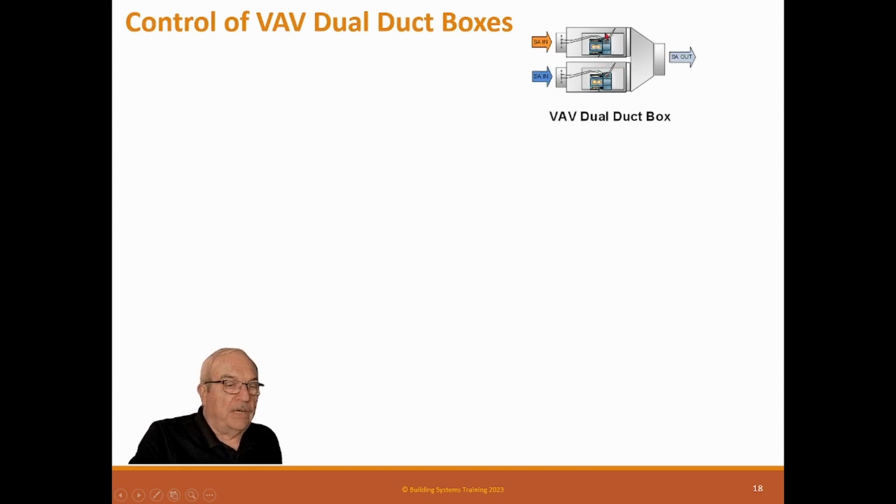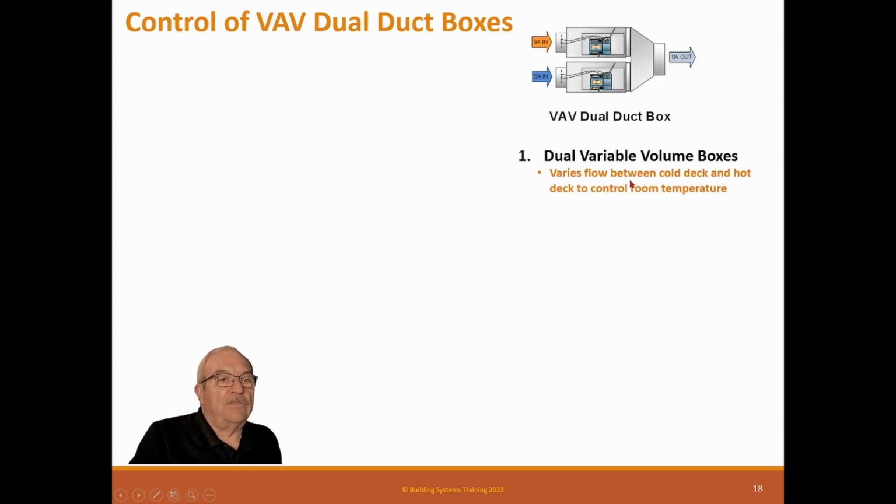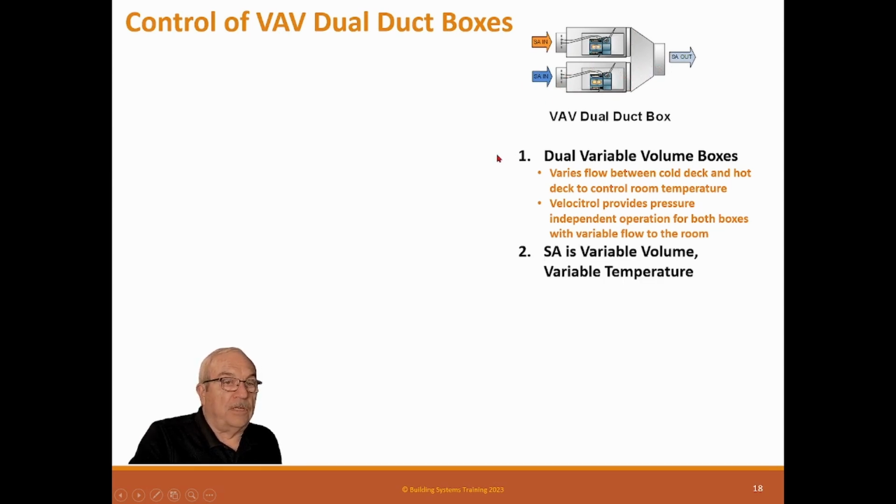Well, in a VAV now, we have two full VAV boxes with minimum set points and maximum set points because they can operate independently. Varies flow between the cold deck and hot deck to control room temperature. The velocity sensor provides pressure independent operation for both boxes. So each one of these has a pressure independent sensor. Now, if you remember on the constant volume, it had just one pitot downstream running both boxes. So they were both set to a downstream pressure sensor. These are both upstream because they're totally independent.